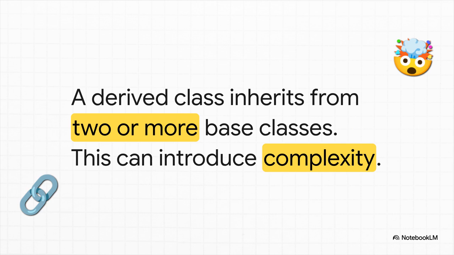Straightforward. Then things get a little spicier with multiple inheritance. Here, a class can actually pull in features from two or even more base classes. The classic example is an amphibious vehicle class that inherits from both a car and a boat. It's incredibly powerful for sure, but as we'll find out, it can bring some unique headaches.